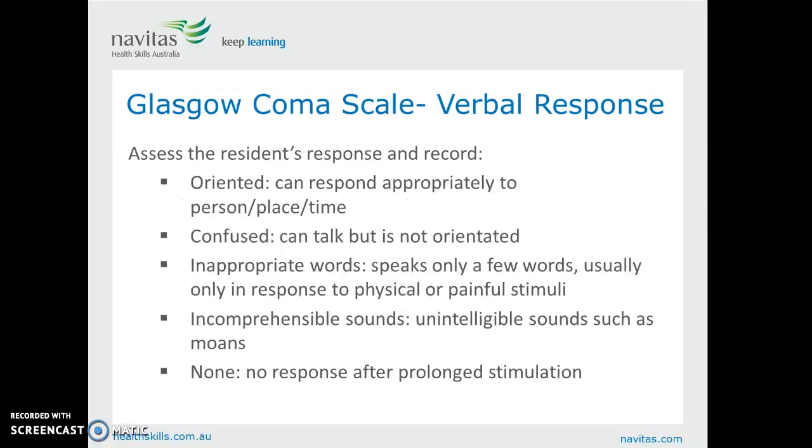Assess the client's response and record. Orientated: can they respond appropriately to person, place and time? Confused: they can talk but are not orientated. Inappropriate words: they speak only a few words, usually only in response to physical or painful stimuli. Or incomprehensible sounds, so unintelligible sounds such as moans or groans. Or there's nothing, so there's no response after prolonged stimulation.